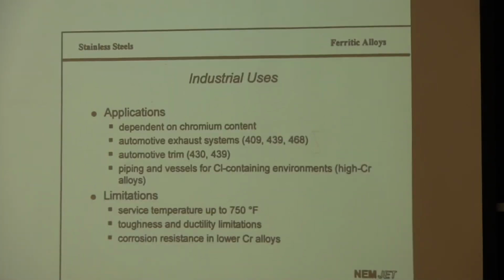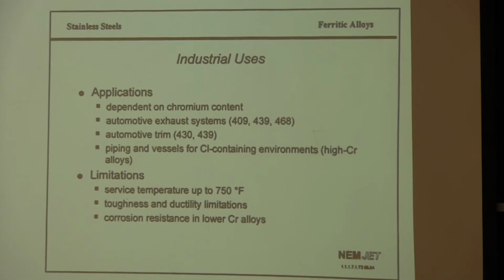Some of the things that the ferritic alloys are typically used for, it really does depend on the chromium content, but automotive exhaust systems use a lot of ferritic stainless steel. The trim on cars, where you do have chloride containing environments and you can't use austenitic stainless steels, the ferritic alloys are a great substitution there.